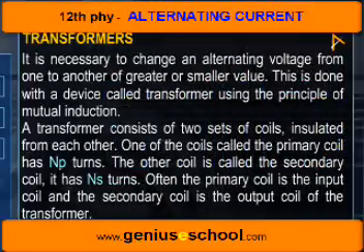A transformer consists of two sets of coils, insulated from each other. One of the coils, called the primary coil, has Np turns. The other coil is called the secondary coil. It has Ns turns. Often, the primary coil is the input coil and the secondary coil is the output coil of the transformer.